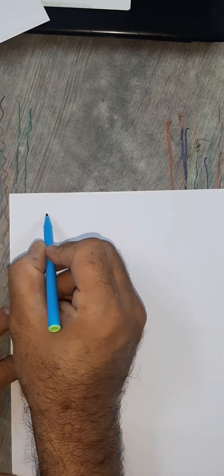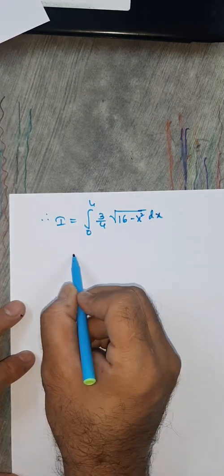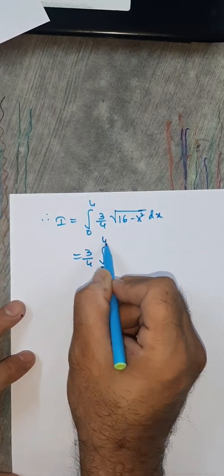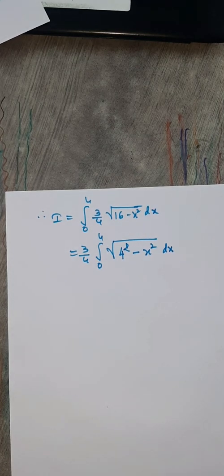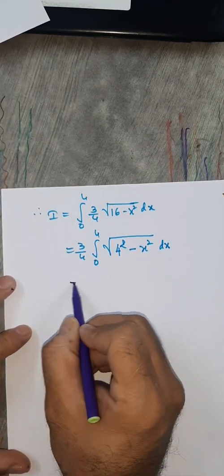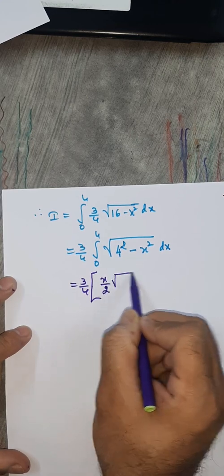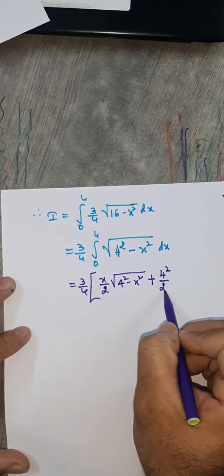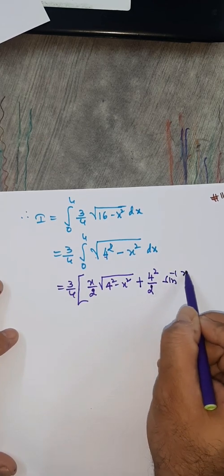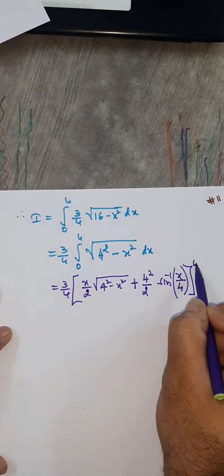So here I equals the integral from 0 to 4 of 3 by 4 times the square root of 16 minus x square dx. Now this is not a big task for you, remember. So 0 to 4, what is this? 4 square minus x square dx. This equals 3 by 4 as it is. How do we integrate this? You know, a square minus x square: x by 2 into the same expression, always plus a square by 2, sine inverse of x by a, that is x by 4. The limits are from 0 to 4.